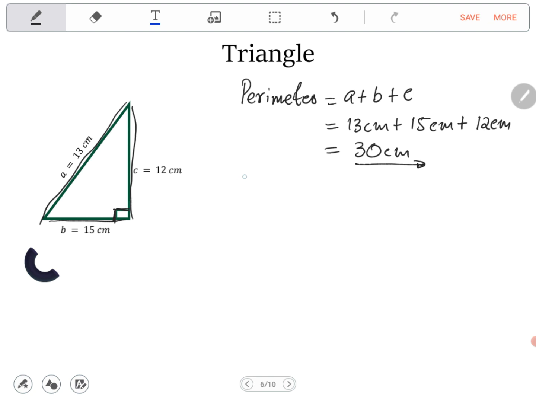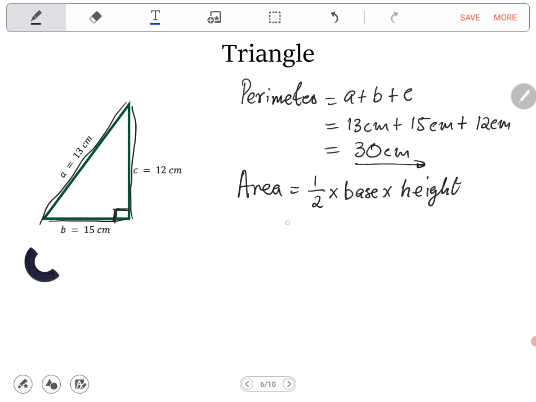Then when it comes to the area of a triangle, it is given by the formula half times the base times height.